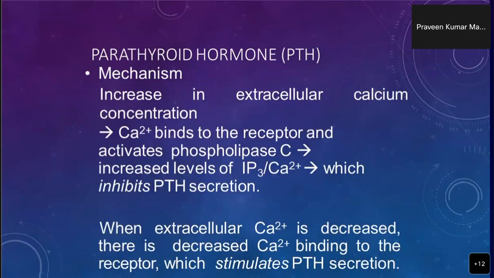Coming to the role of parathyroid hormone in calcium homeostasis: increased extracellular calcium binds to the receptors, which activates phospholipase C and increases the levels of IP3 and calcium. They inhibit parathyroid hormone secretion. When the extracellular calcium is decreased, it stimulates parathyroid hormone secretion.